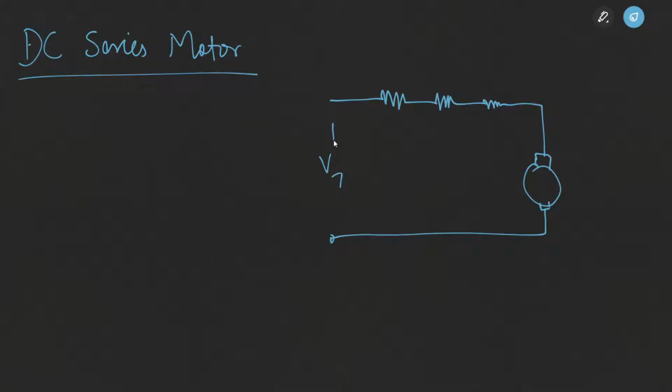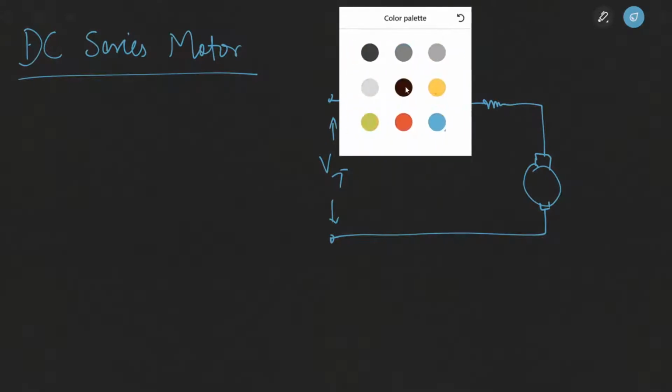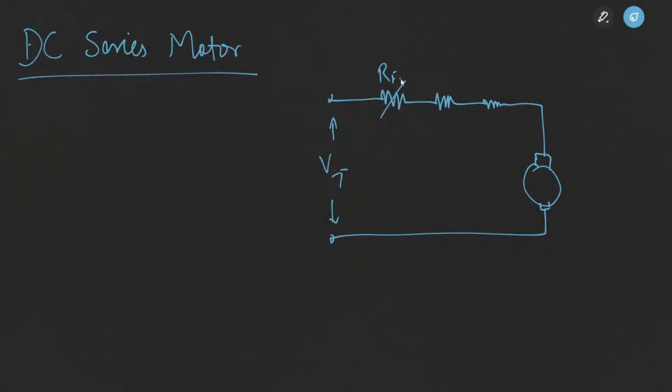If Vt is your terminal voltage applied to the motor, Rf represents the field resistance, Ra represents the armature resistance, the resistance of the armature winding. So the field windings and the armature windings will be placed in series in case of a DC series motor. This L here represents the total armature inductance.